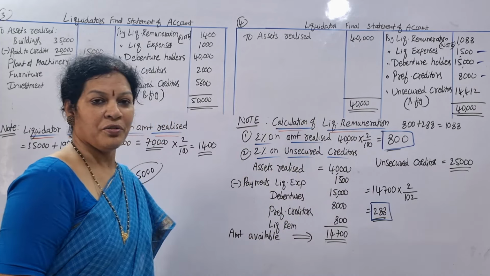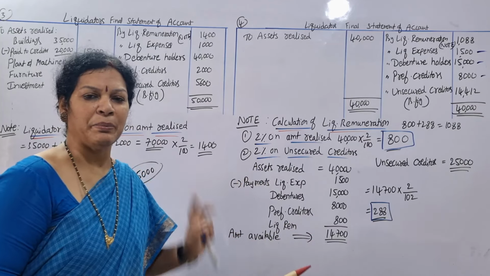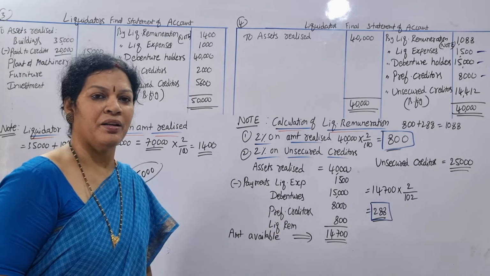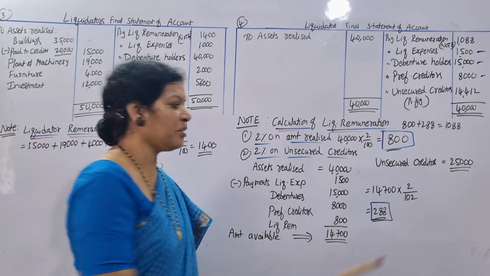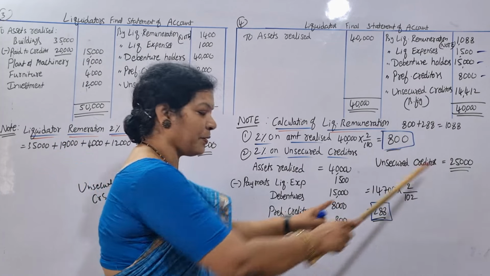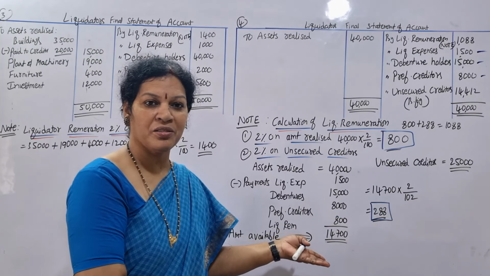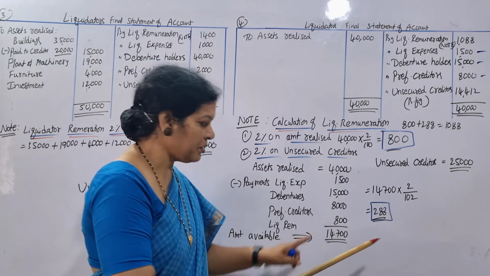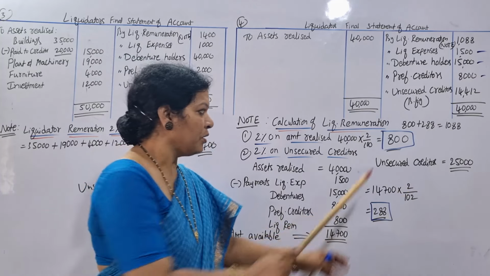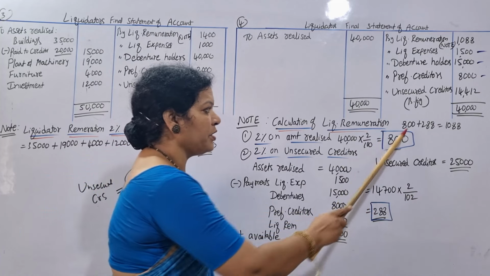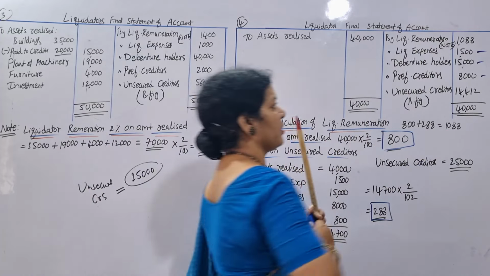This is the explanation. First of all, find out what is the amount available. Available means assets realized minus all the payments you have done so far. So you got this much amount. This is the amount I am having. But how much is to be paid to the unsecured creditors? 25,000. Compare it. Payment is more. Here balance is less. Insufficient. Insufficient means this amount into 2 by 102. So you got this one. So both together, 800 plus 288 comes to 1088. 1088 we have written over there.